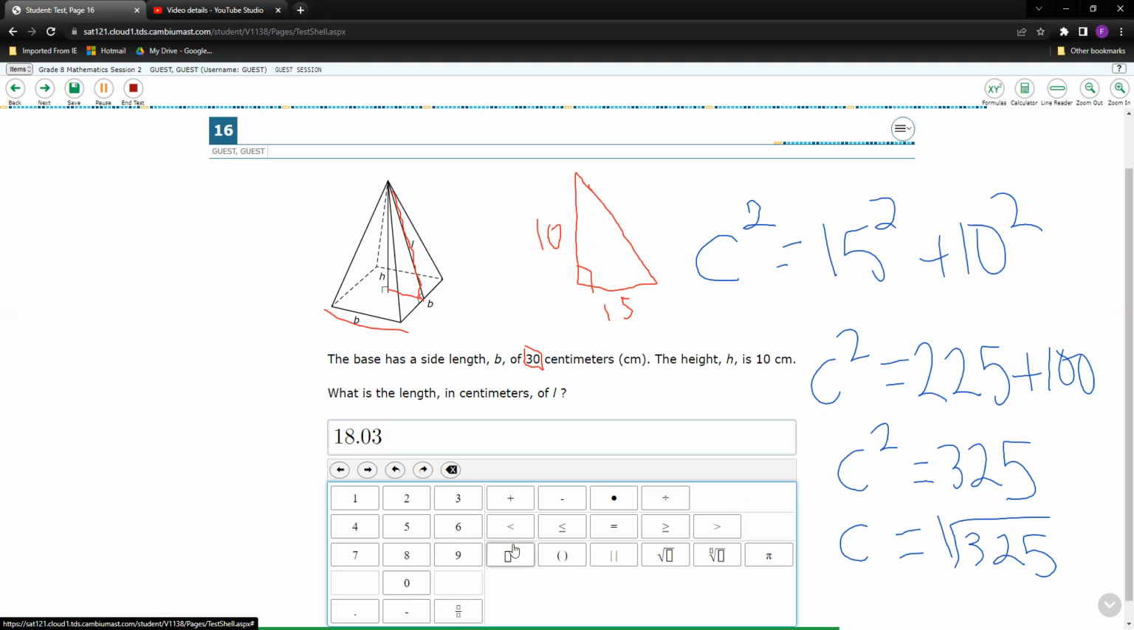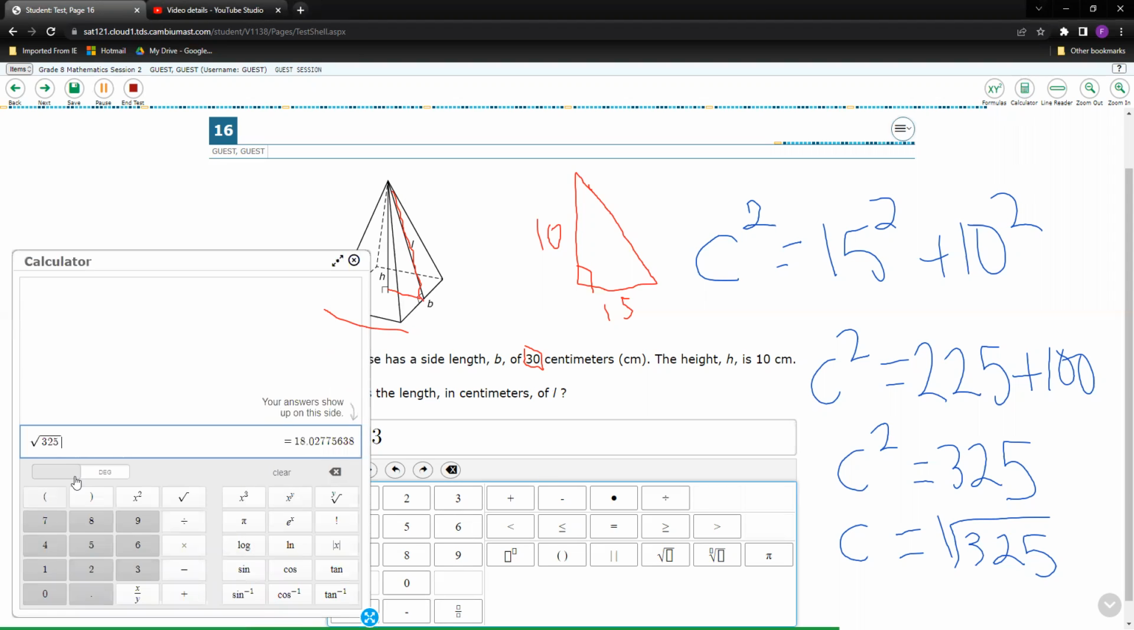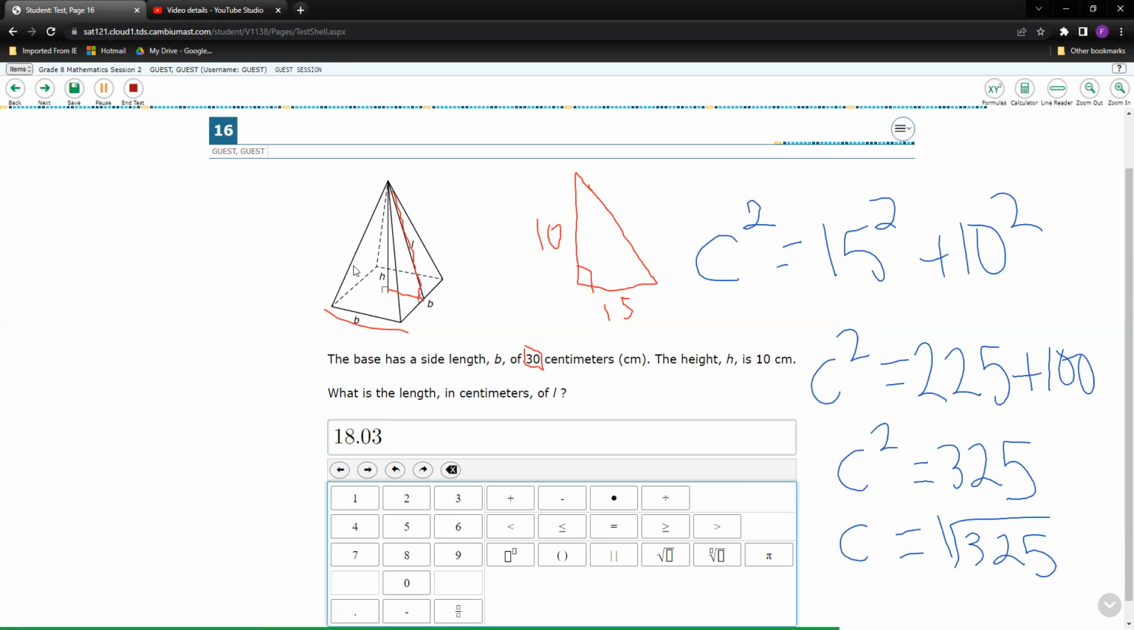Let me just make sure that 15 squared is 225. I just took it for granted. So 15 to the second power is 225 plus 10 to the second power. It is 325. So my answer of 18 checks.